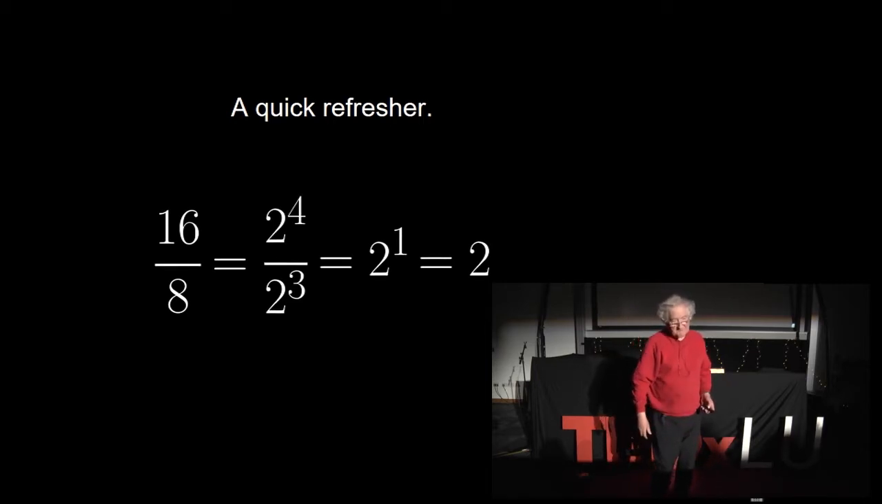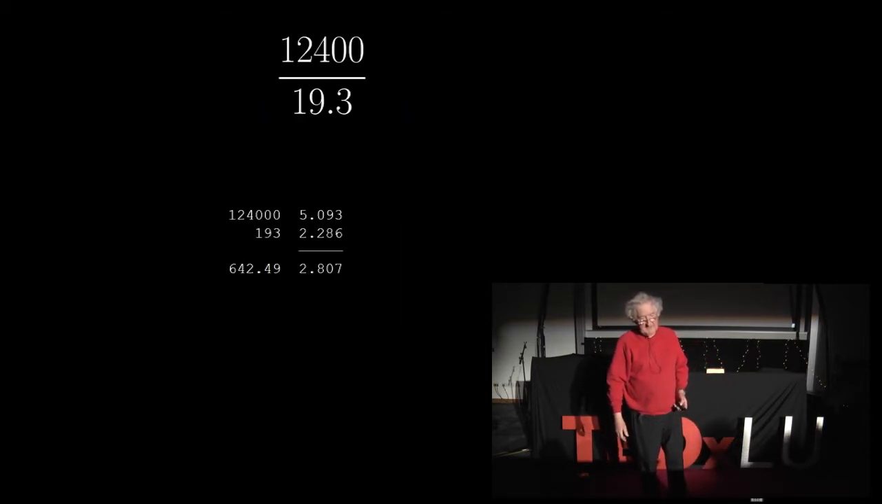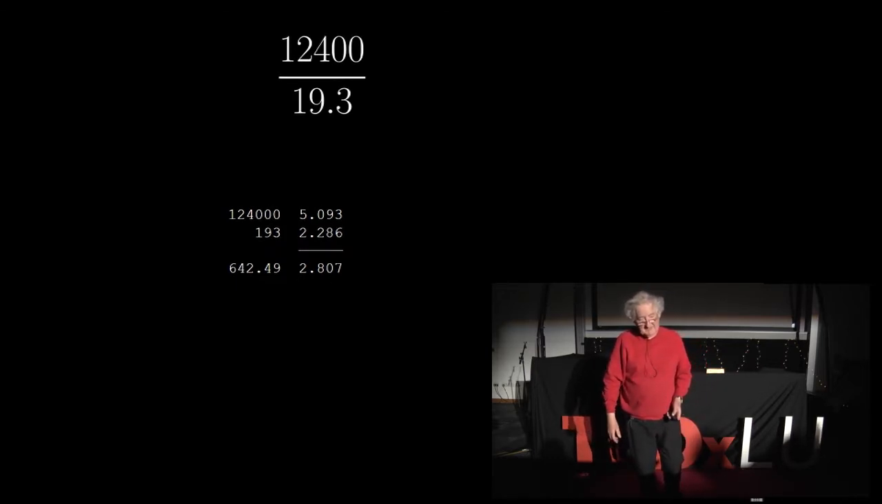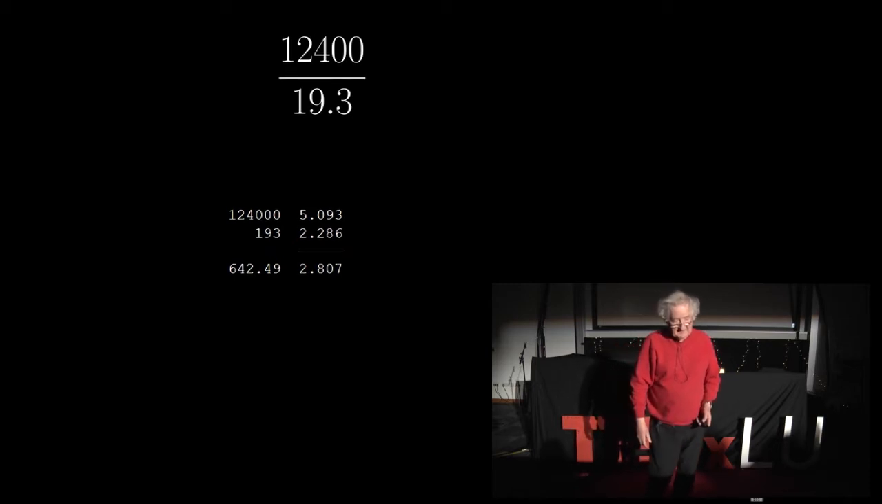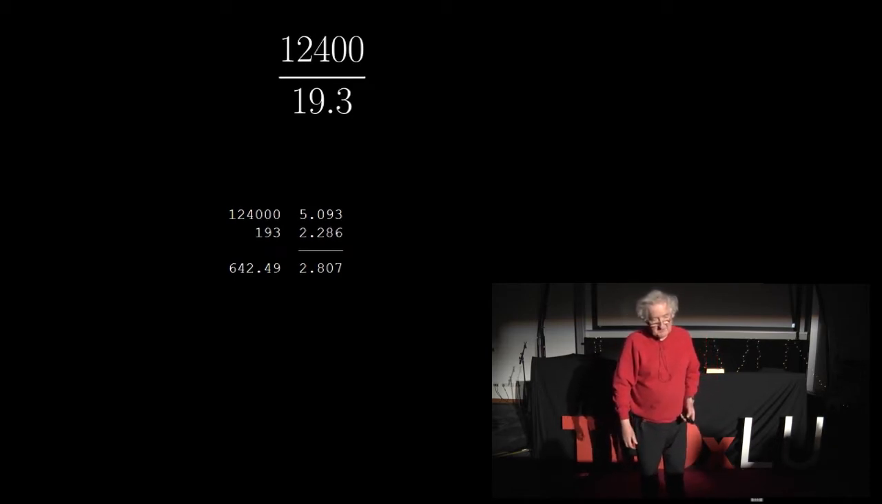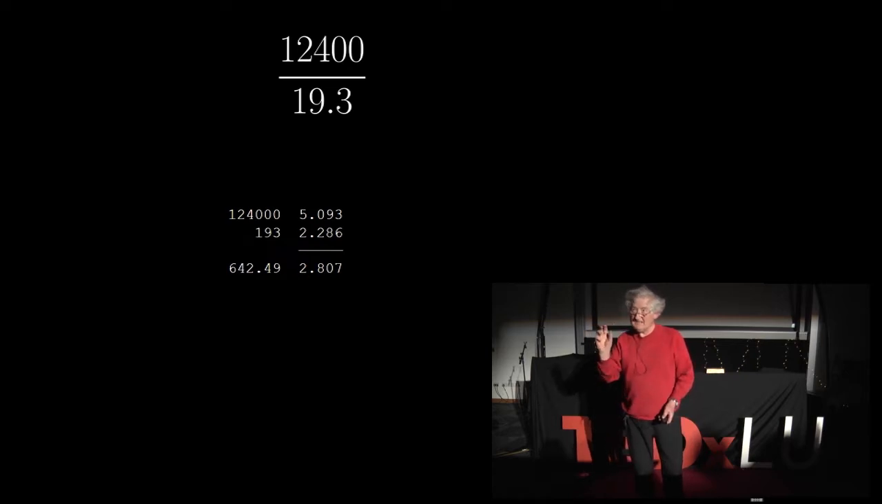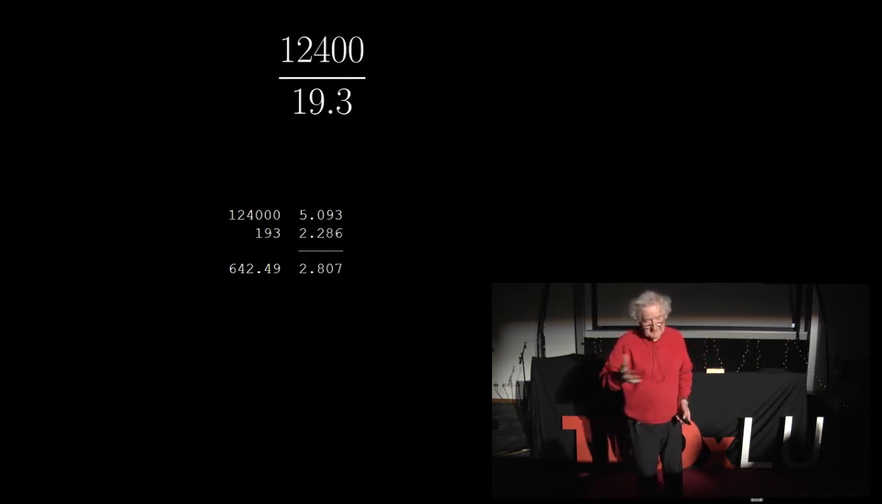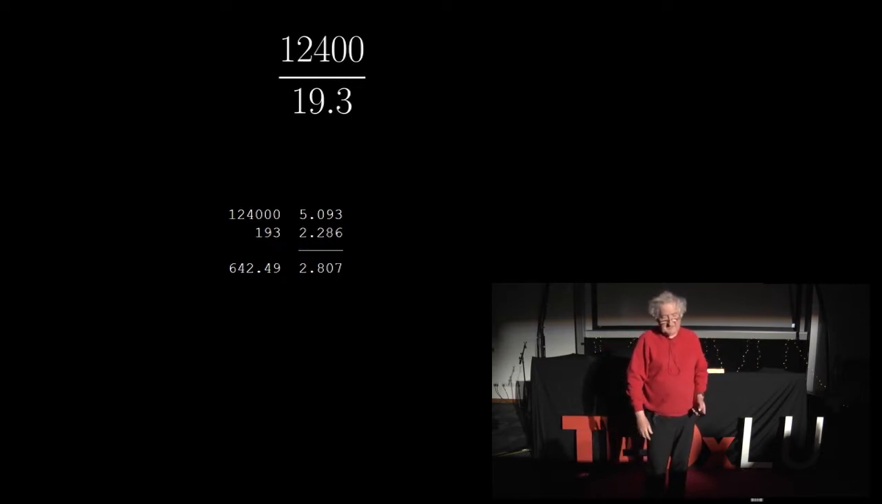Apply that to our problem. There's our problem. And we take the log, we're using base 10 now, instead of base 2. We take the log, and that's 5.093. 193 is 2.286. And here is his clever bit of thinking. It's now a subtraction. So all I need to do is subtract one from the other, and that's quite easy to do. I get 2.807, and take that back, and I get the answer 642.49.